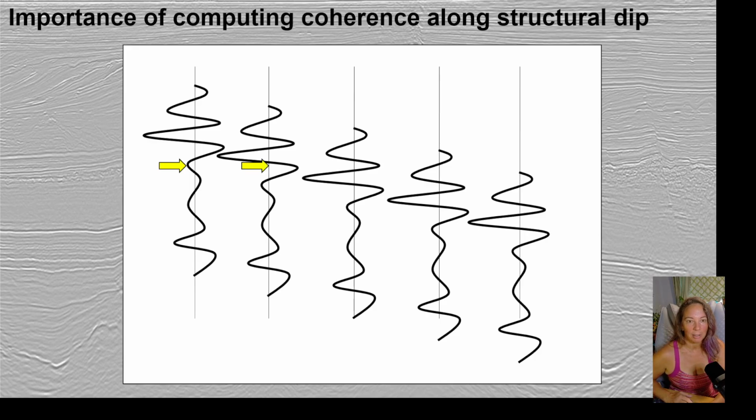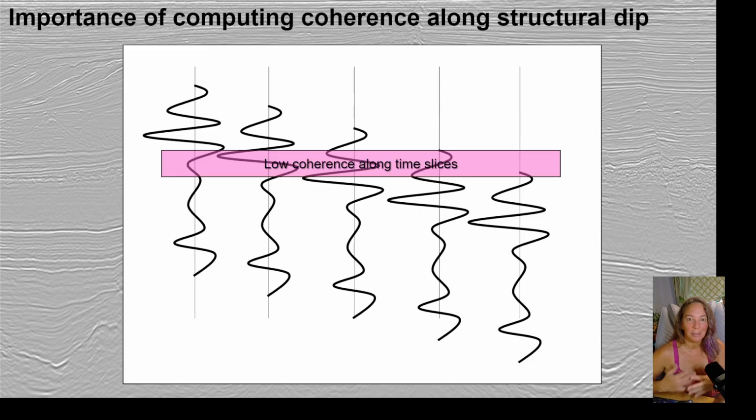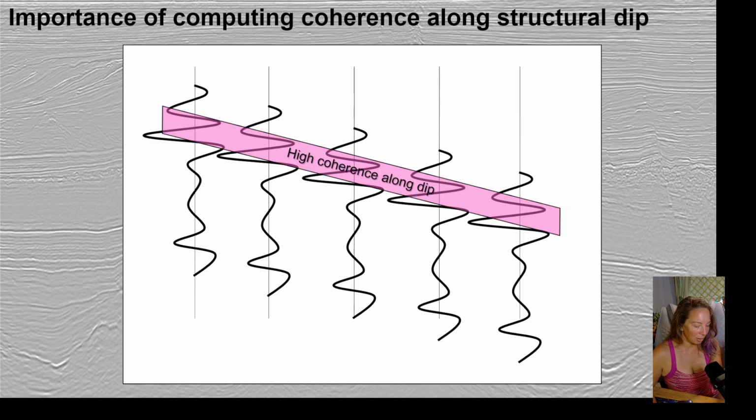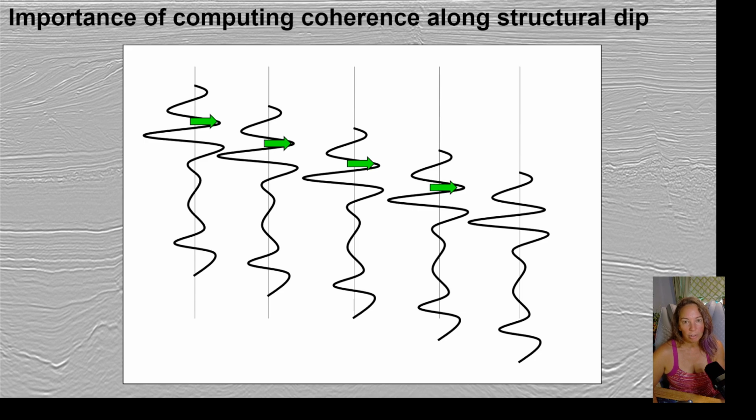So the importance of computing coherence along structural dip is, wait, I kind of got ahead of myself in my animations, is, if you calculate it along a time slice like shown in this pink area, you won't necessarily be comparing what we would geologically think is related. We'd be comparing along these yellow arrows. If you calculate your coherence along dip, you're going to end up with a much stronger coherence as a result, because you're comparing what's geologically similar.